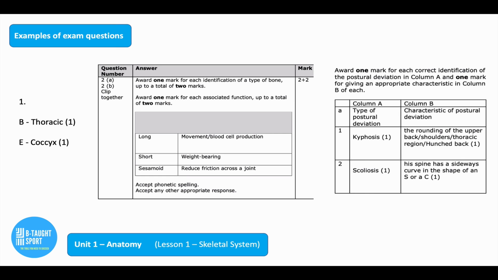So in total, there are 1, 2, 3, 4, 5, 6, 7, 8, 9, 10. Give yourself a mark out of 10 to see how you did. If you got 3 or below, I think you should go back to this video and watch it. If you got 7 or above, then excellent, well done, that's really good.